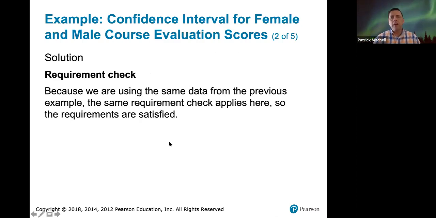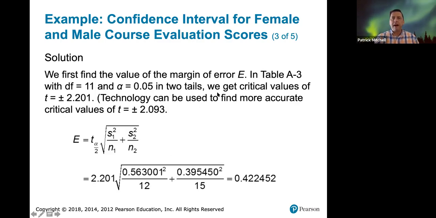Okay, because we're using the same data from the previous example, the same requirement check applies, so we don't have to check those requirements again. First, find the value of the margin of error, and that's with this formula right here. So in table A3 with 11 degrees of freedom and alpha equals 0.05 and 2 tails, we get the same critical values that we got just a moment ago.